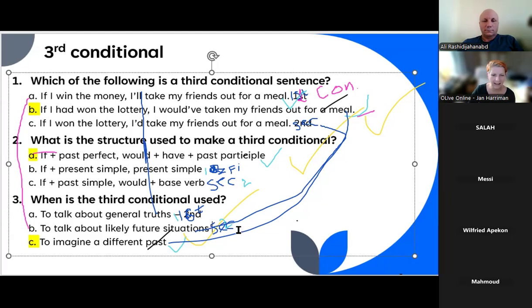And talking about likely future situations, that is the first conditional. So if I won the lottery, I'd take my friends out for a meal, but I don't play the lottery. So it's a condition that would be true if I did any of the things that would make it come true. If I win the money, then I will take. So that means I'm already in. It's a future possibility versus a general truth. Always, if I win money, yeah, I probably will take my friends out for a meal.